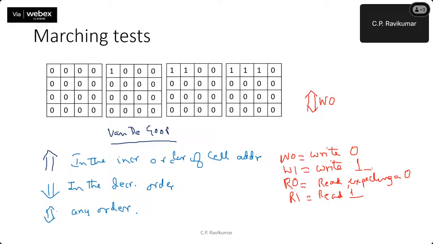So here the first step that we did was we write all zeros. Then in the increasing order, we may write a 1, followed by, I'm sorry, read 0 followed by W1. Read 0 followed by W1. My apologies.